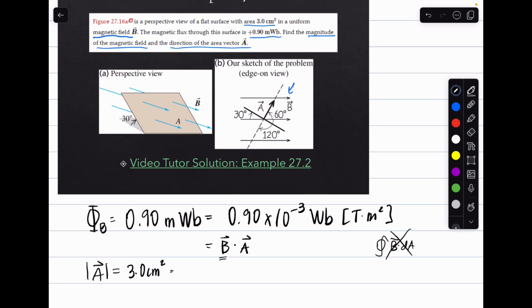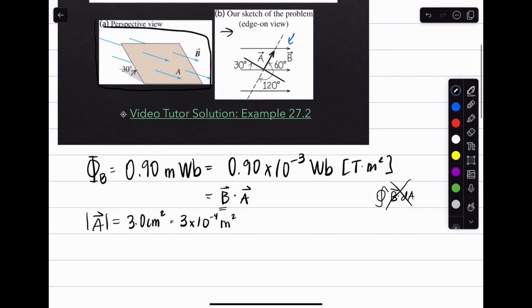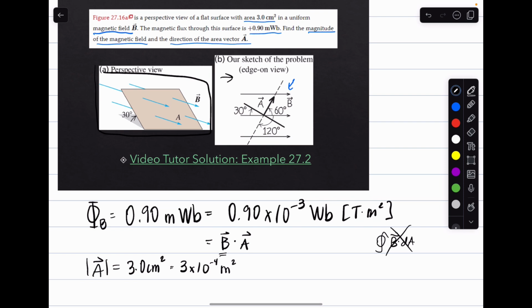That gives us 3 times 10 to the minus 4 meters squared. And the direction of A. So we are told that the angle between this sheet, this area, and the field is 30 degrees. So not the normal vector of the area, but the sheet of the area itself. Okay, that's what this 30 is telling us.